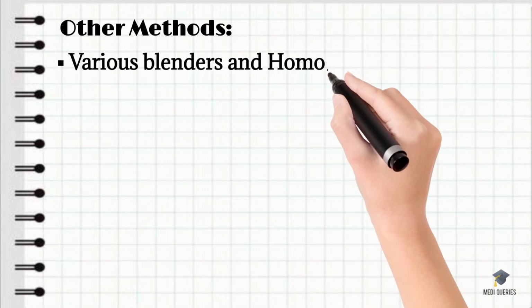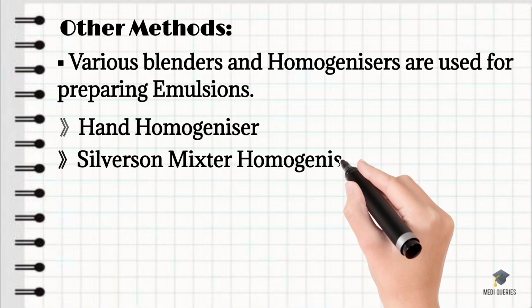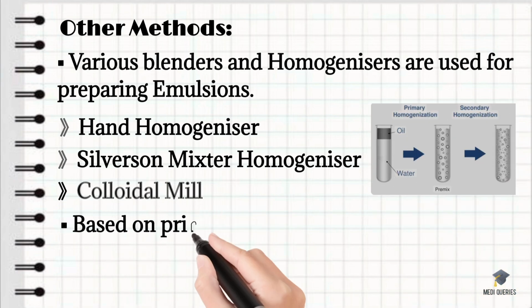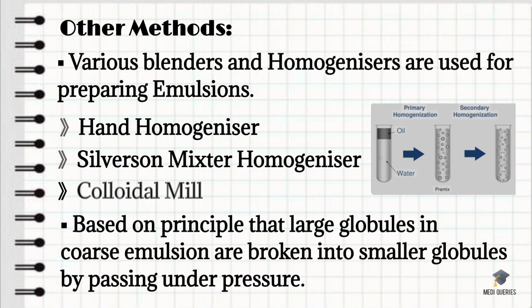Various blenders and homogenizers are used for preparing emulsions, like the hand homogenizer, Silverson mixer homogenizer and colloidal mills, which are used for preparation of extemporaneous emulsions. These homogenizers are based on the principle that the large globules in a coarse emulsion are broken into smaller globules by passing them under pressure through a narrow orifice. Here the coarse emulsion is prepared in a mortar, which is then transferred into a hand homogenizer, and the emulsion is passed through the homogenizer many times till an emulsion of the desired satisfaction is produced.